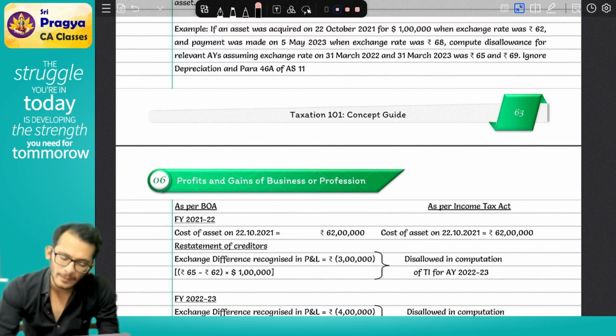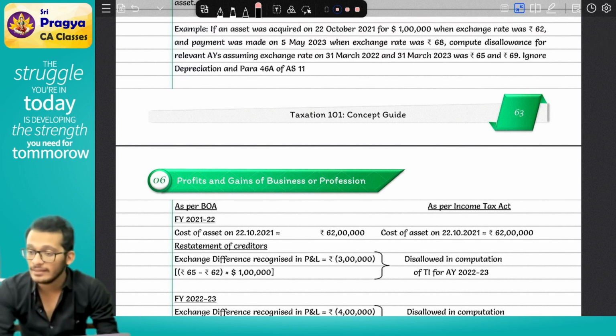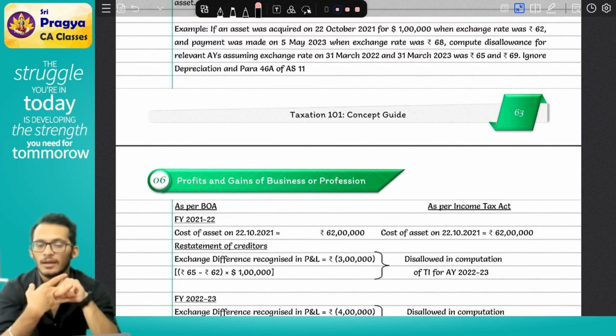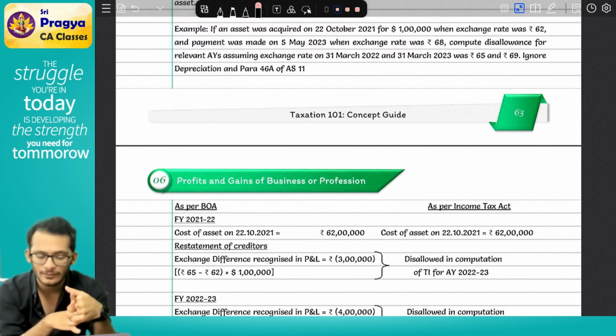And you made the payment on 5th May 2023. What is this 5th May 2023? Is it within the year or after the year? It is after 2 years. So you made the payment on 5th May 2023. How much did you make?